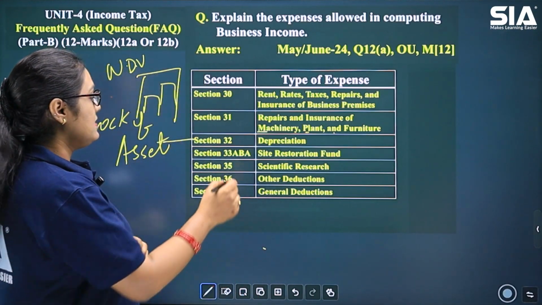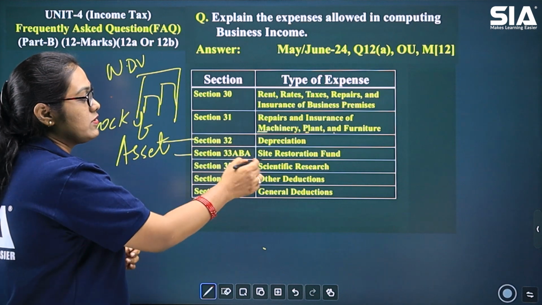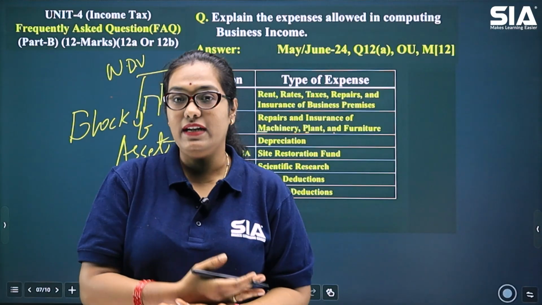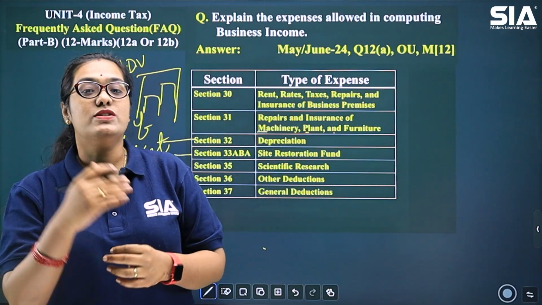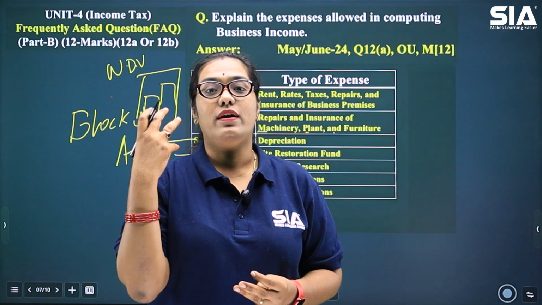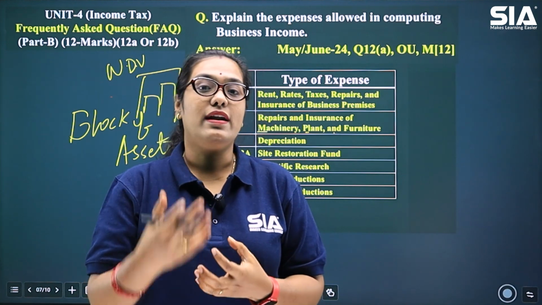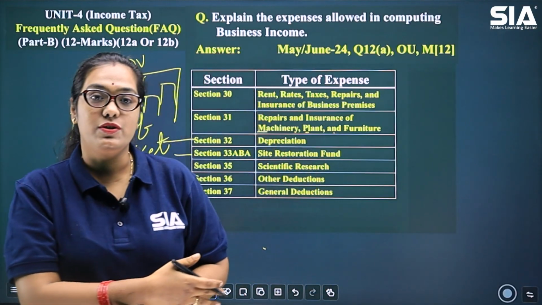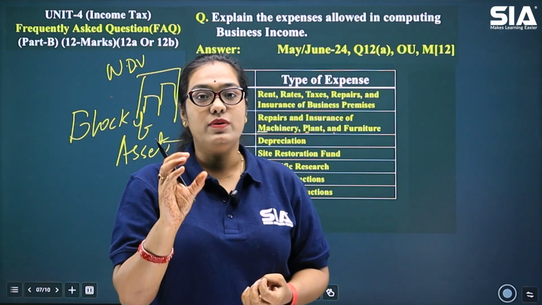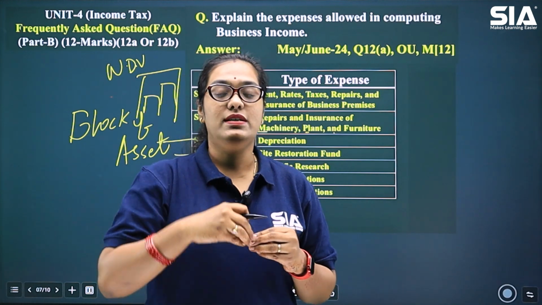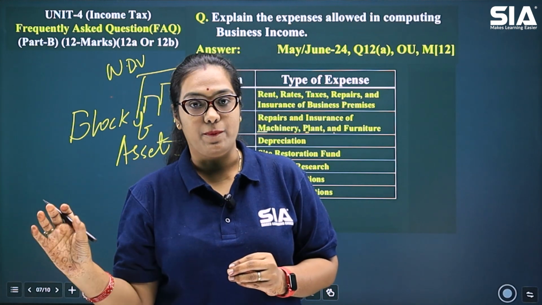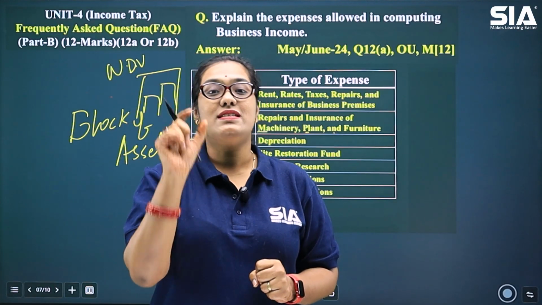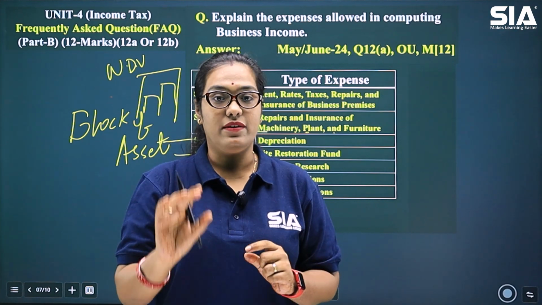Then the next part is section 33ABA, which is about the site restoration fund. Now this is a very rare case and it deals only with those businesses which are running any kind of gas business or which are extracting gas or natural oil. So these are the extractive industries. Now, what is the site restoration fund? It is that amount which these businesses have deposited as a site restoration fund, or in any scheme by the government of India which involves the State Bank of India.